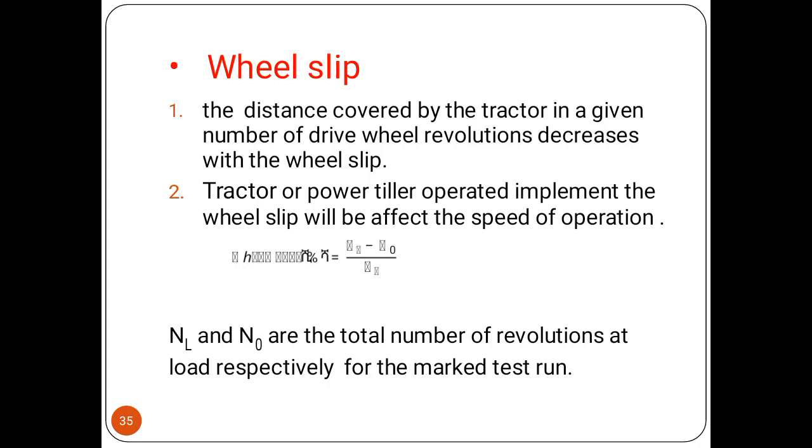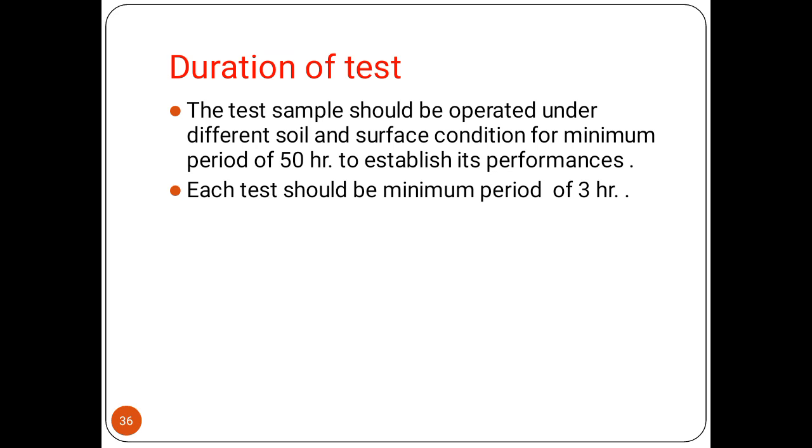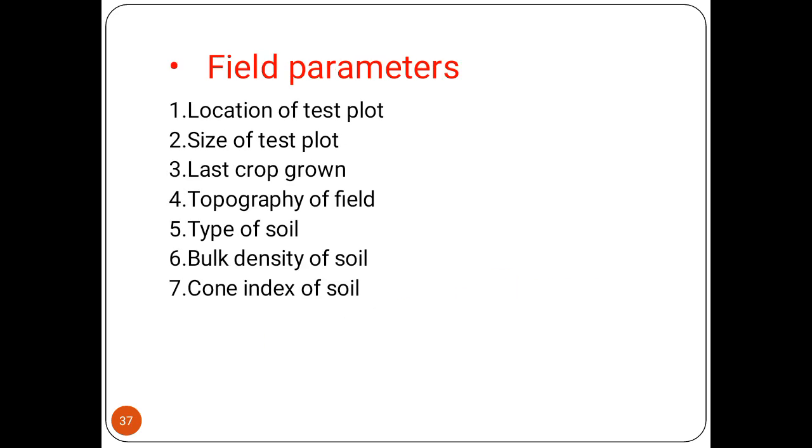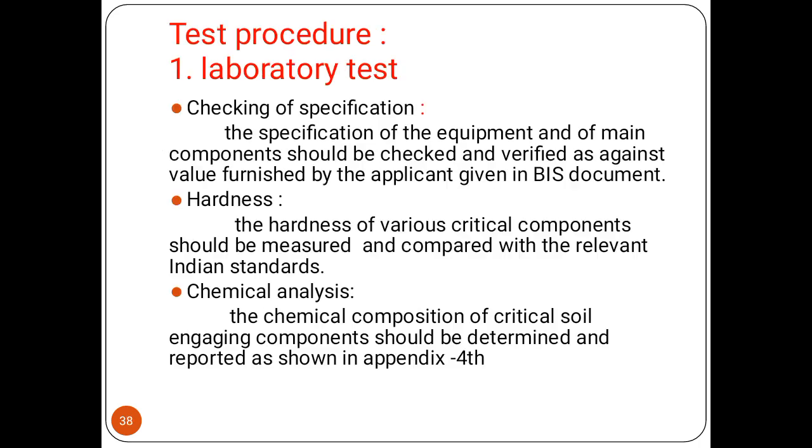Another factor is wheel slip. Wheel slip is the relative movement between no load and load condition, and it is measured in percentage. Now the duration of the test: the test sample should be operated under different soil and surface conditions for a minimum period of 50 hours to establish its performance, and each test should be a minimum of 3 hours. And what are the field parameters? First the selection of the test plot, then size of the test plot, last crop grown, topography of the field, type of soil, bulk density of the soil, and cone index of the soil.